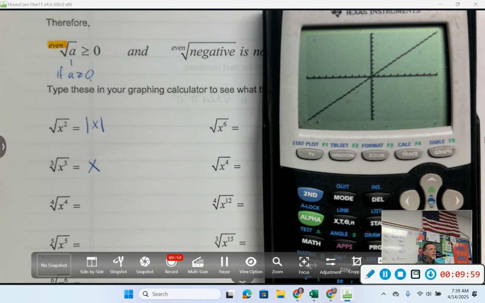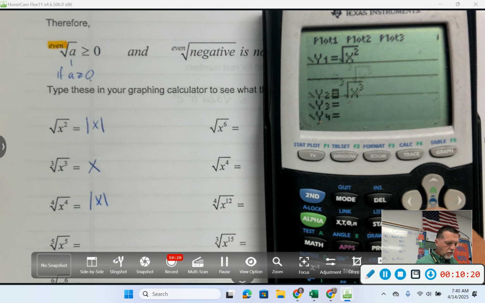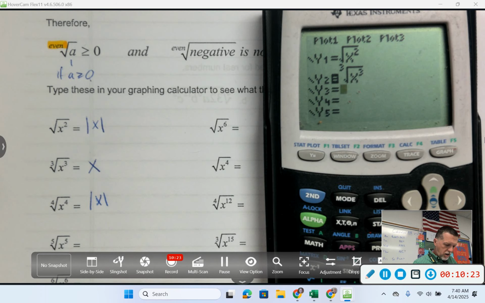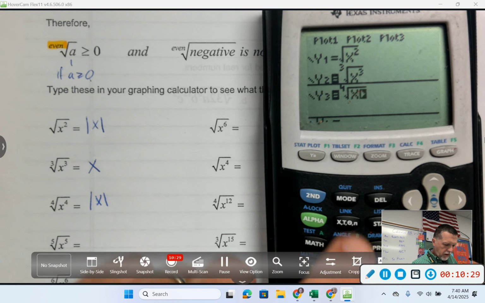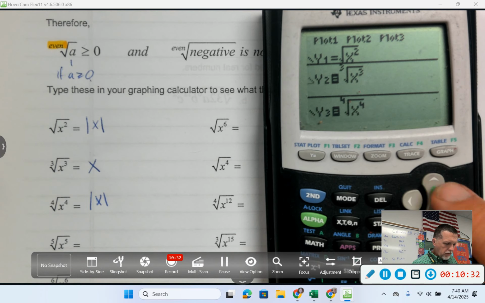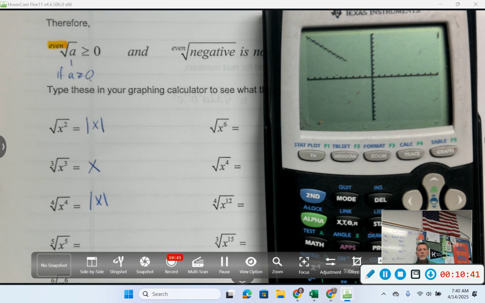How about the fourth root of x to the fourth? Should be absolute value of x. Again, think about if you plug in a negative, what happens? Turns positive, and then you fourth root a positive answer. You get a positive number, so I think that's going to again be absolute value of x. I suppose we could check it just to make sure. The fourth root of x to the fourth. So our prediction is absolute value, and you're right.